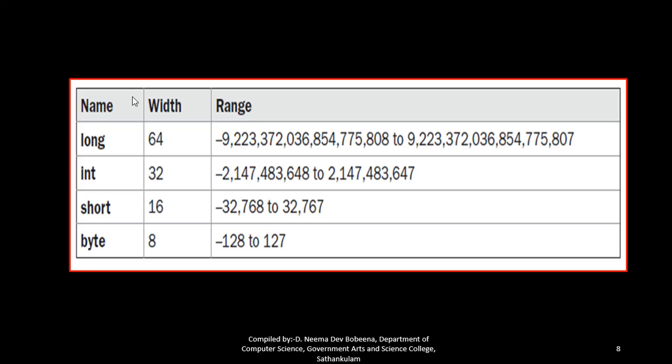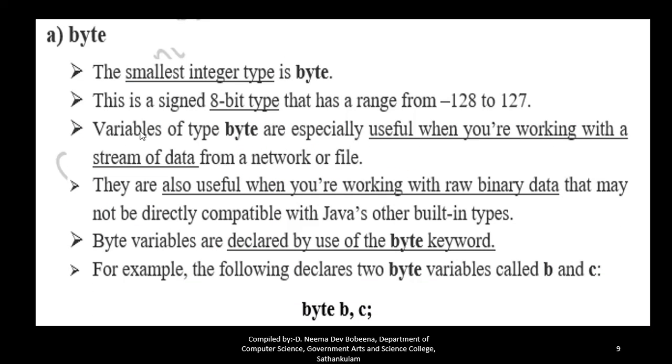Long takes 64 bits, integer type data takes 32 bits, short type data takes 16 bits, and byte type data takes 8 bits, and the ranges are also given. And the smallest integer type is byte. It takes 8 bits. Then the range is -128 to 127.